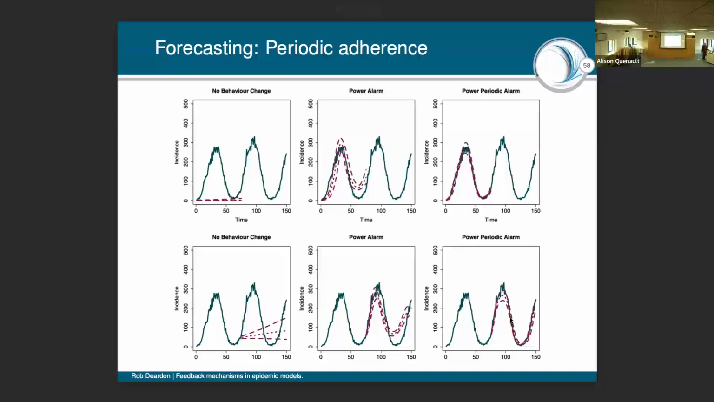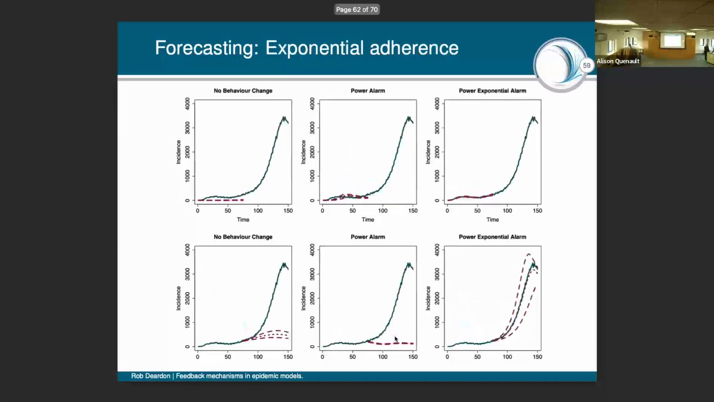If we do this for periodic adherence, for example, we get similar things. Let's focus on the forecasting. The SIR here is terrible. The power alarm is a bit better. The periodic with the adherence function is not quite capturing that peak, but certainly doing better than the alarm function is. Things improve a bit with the exponential adherence, which is a very simple, one parameter model, and perhaps the one that you'd go to by default.